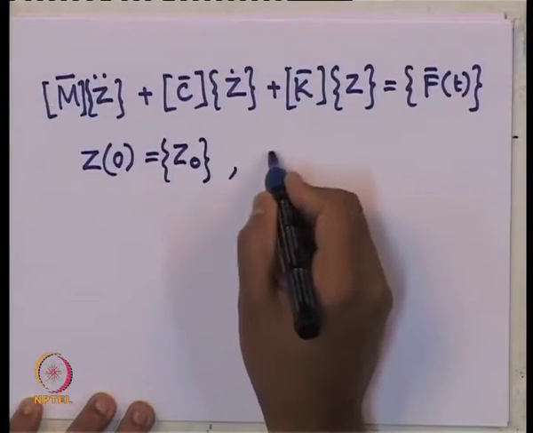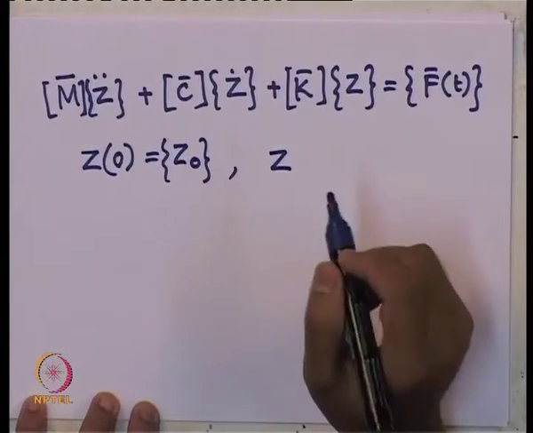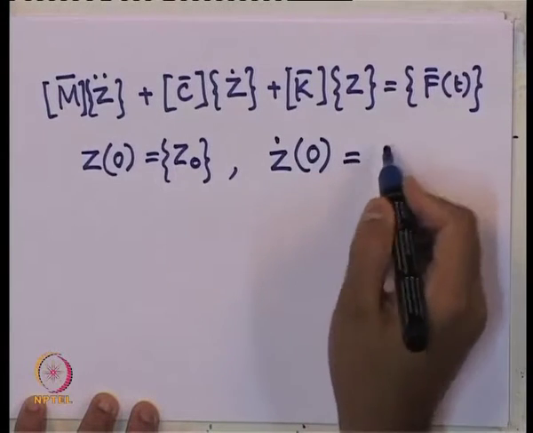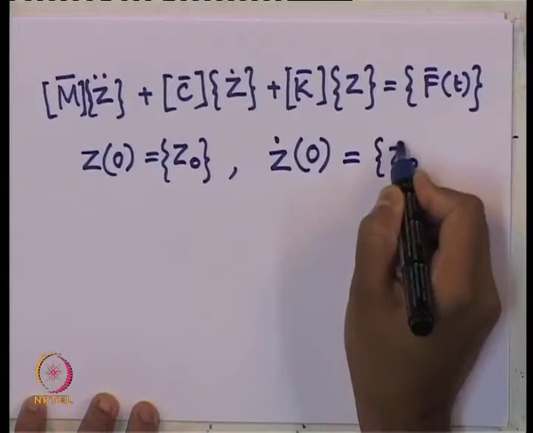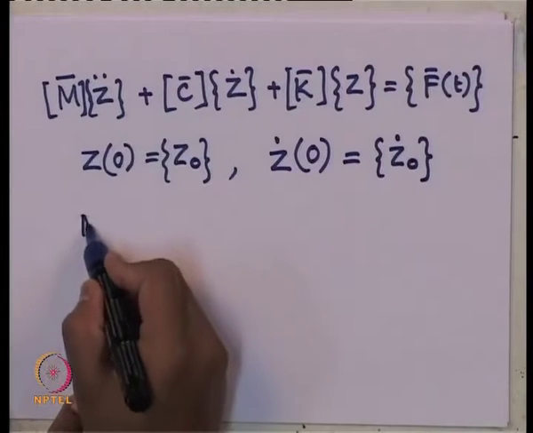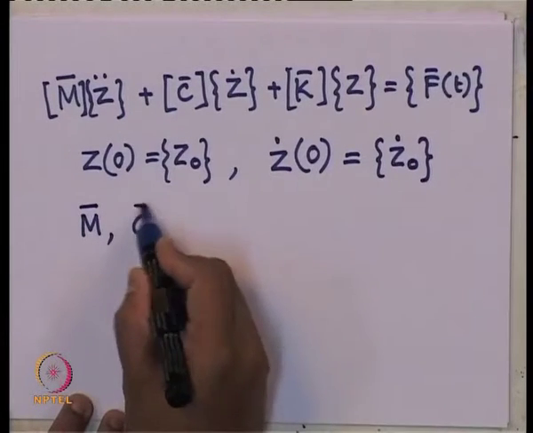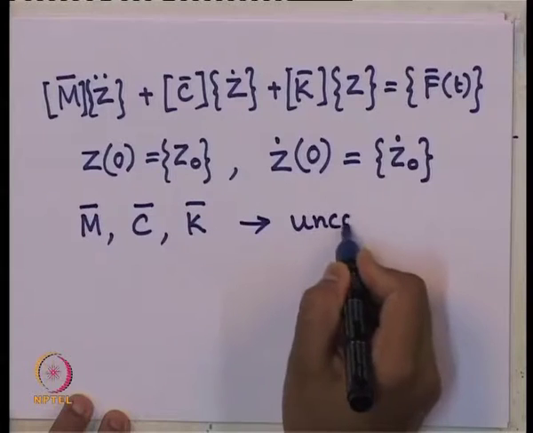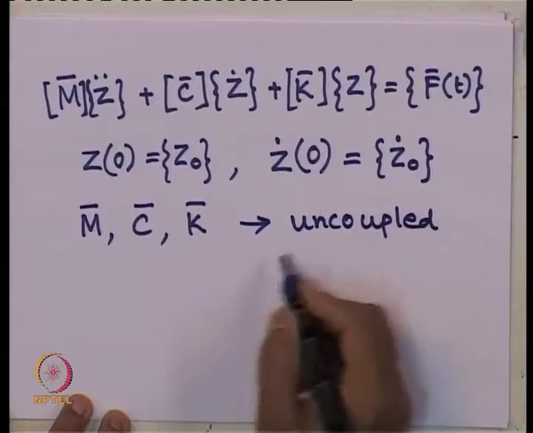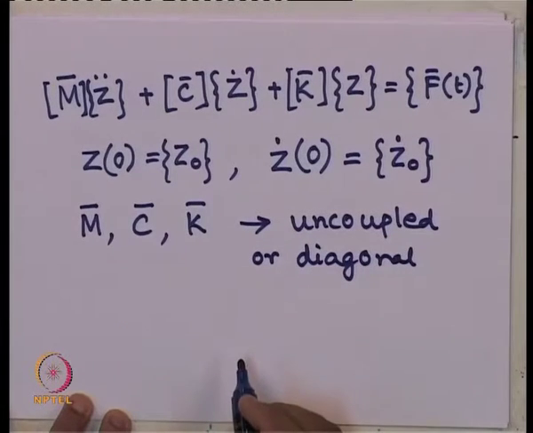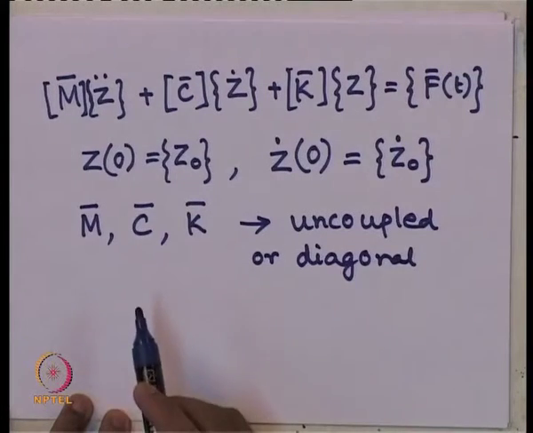Okay. These are not single numbered. We are considering the generalized multi degree of freedom case, and the initial velocity vector is say z naught dot. These are given conditions to us, and what we said, this m bar, c bar and k bar are uncoupled or diagonal. That is, by using the transformation matrix, we make each of them diagonal.